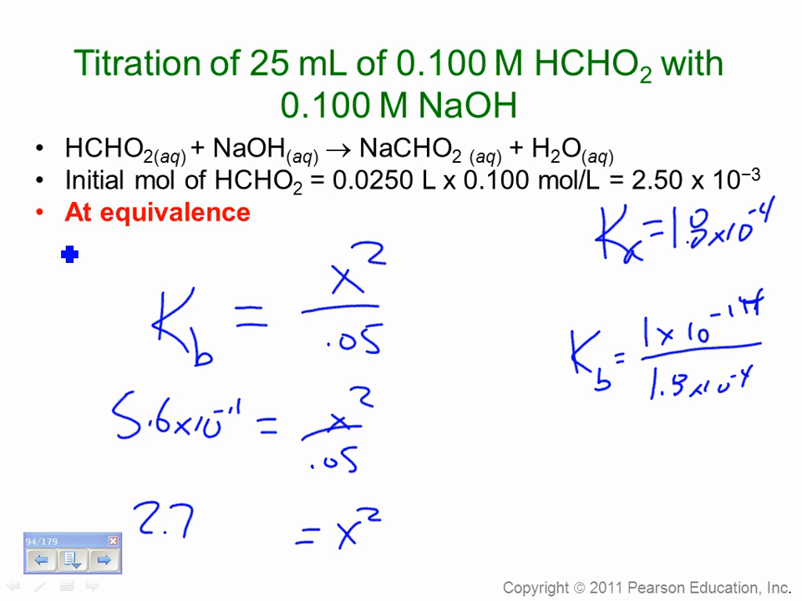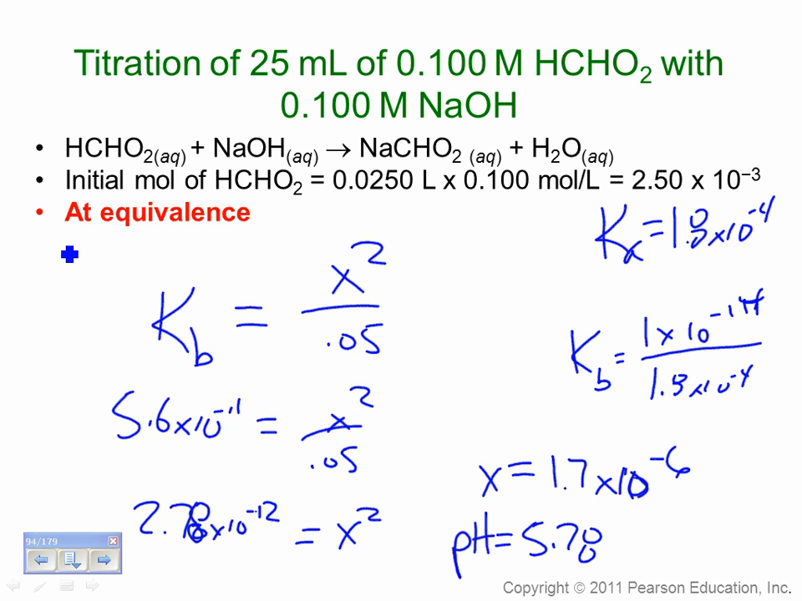1.8 times 10 to the minus 4, right, so 2.78 times 10 to the minus 12. 2.78 times 10 to the minus 12. Take the square root of that. 1.7 times 10 to the minus 6. Alright, so 1.7 times 10 to the minus 6. I take the negative log of that. 5.78. So my pH is 5.78.